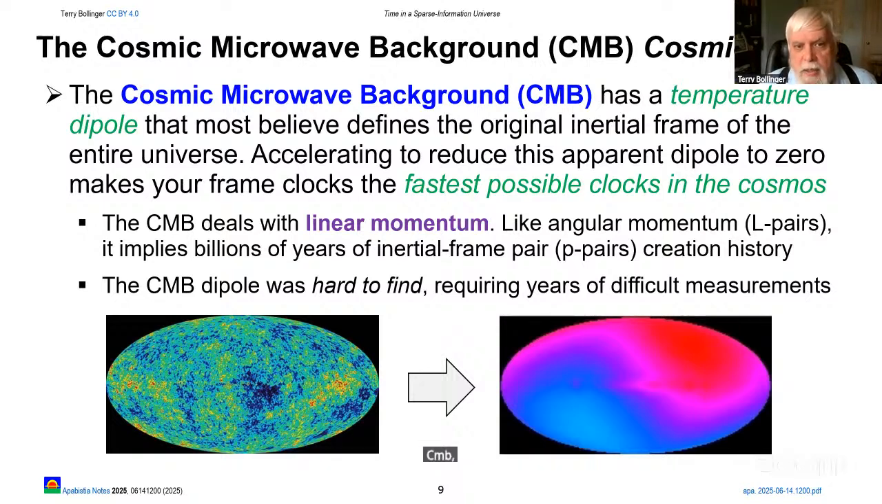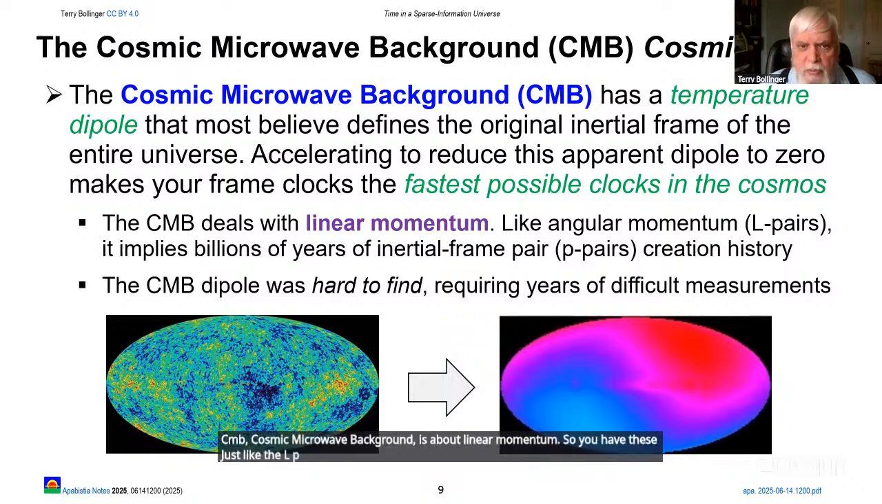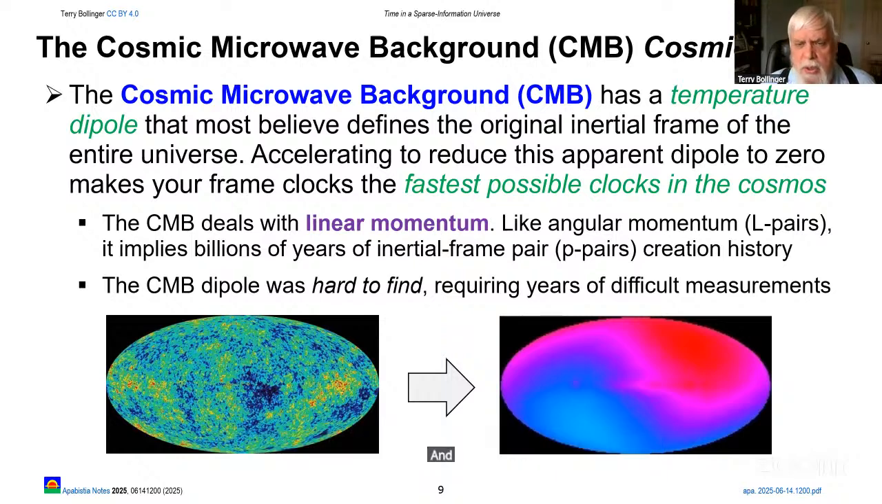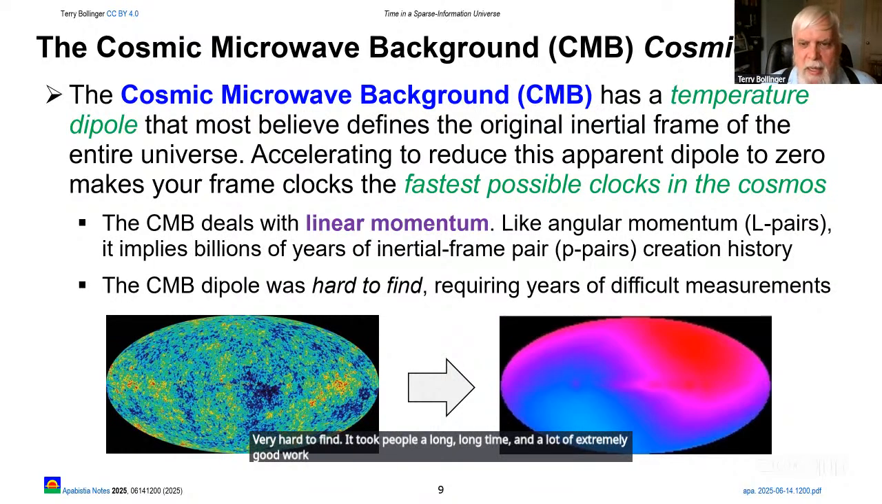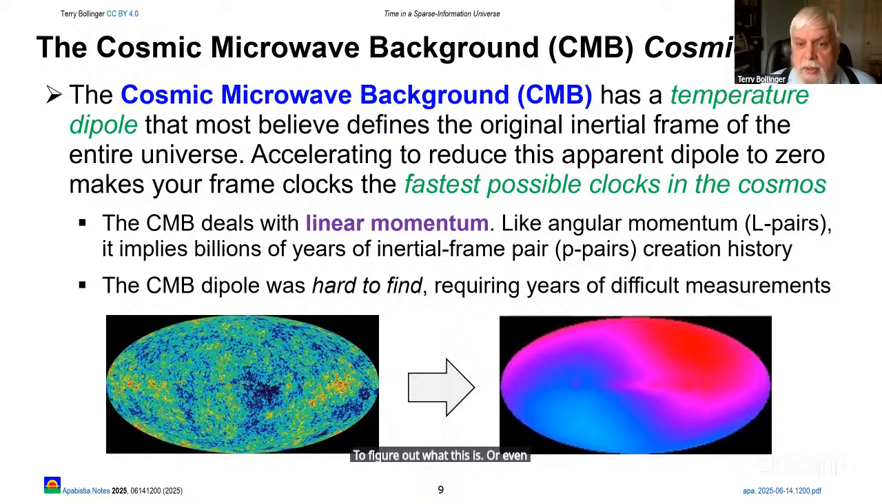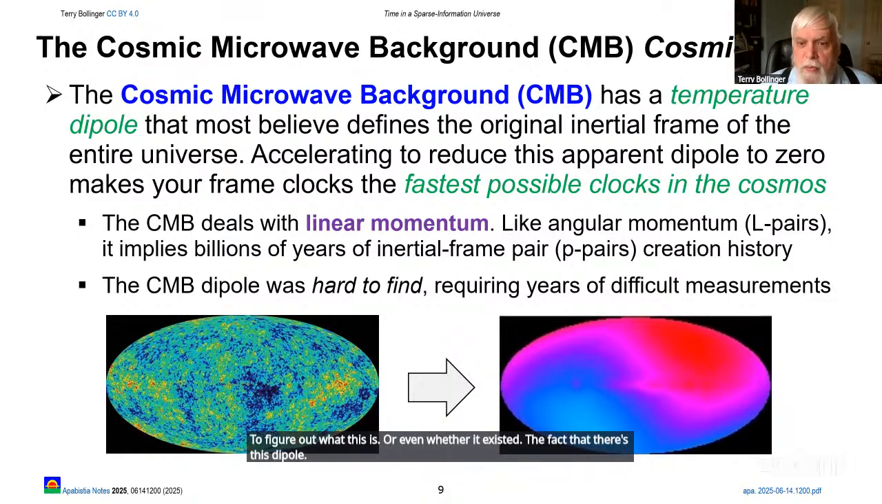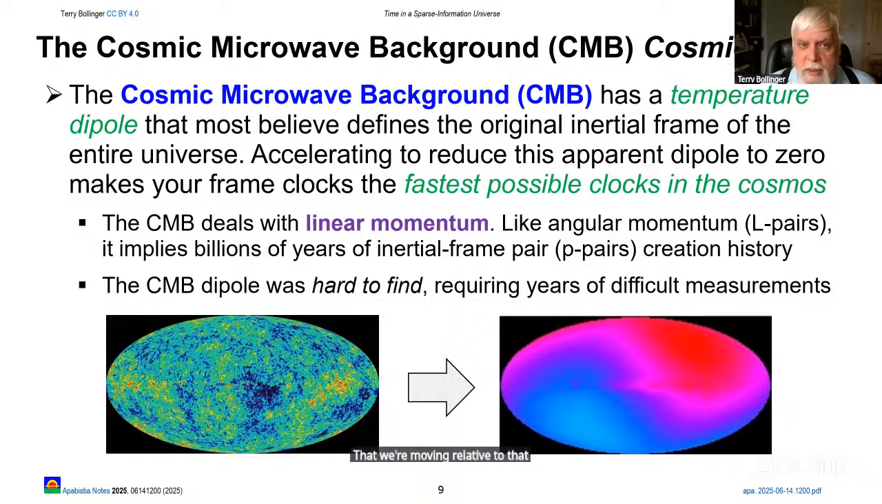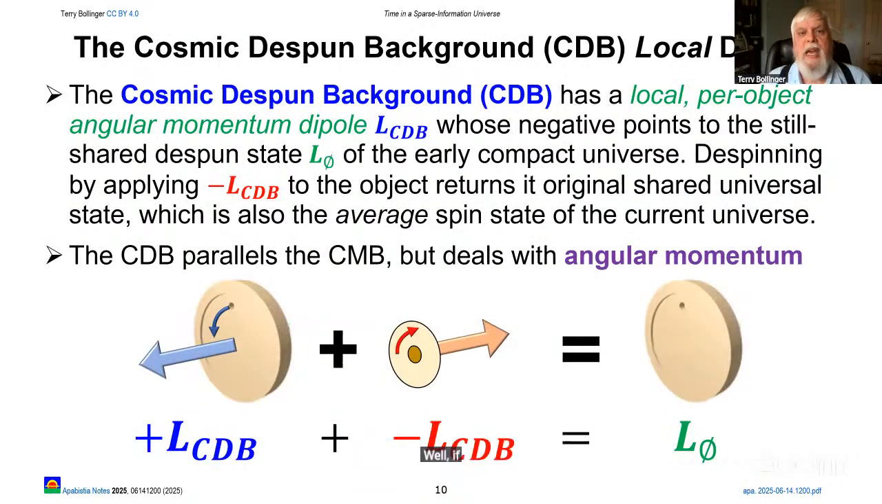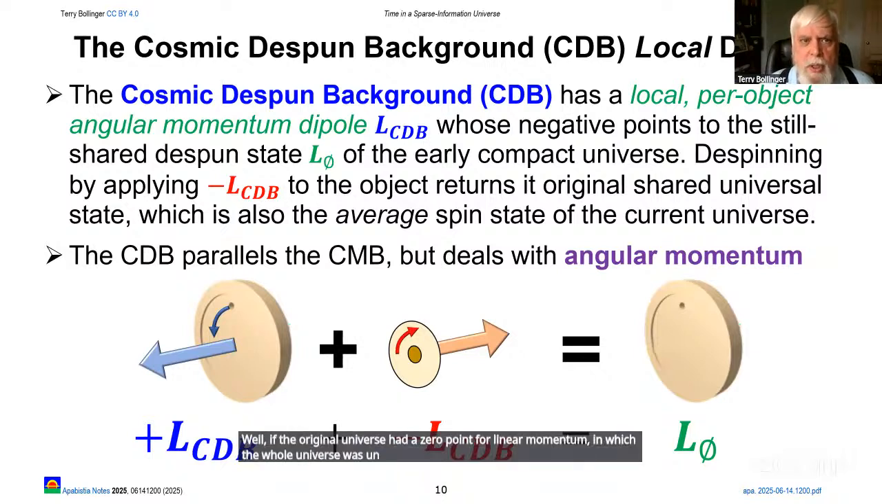CMB, the cosmic microwave background, is about linear momentum. Just like the L pairs, the angular momentum pairs, you have the P pairs. And when the P pairs all cancel out, that's the original state of the universe. Very hard to find. It took people a long time and a lot of extremely good work in astronomy to figure out what this is, or even whether it existed. The fact that there's this dipole that we're moving relative to, that zero point of linear momentum for the original universe. Well, if the original universe had a zero point for linear momentum, in which the whole universe was unmoving as an average, guess what?